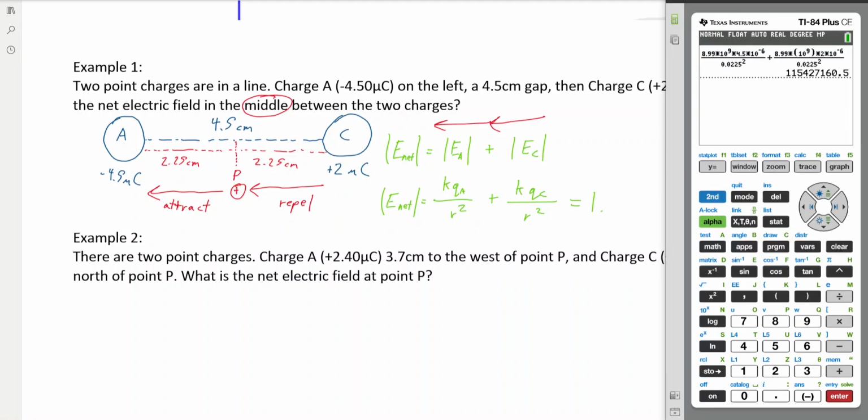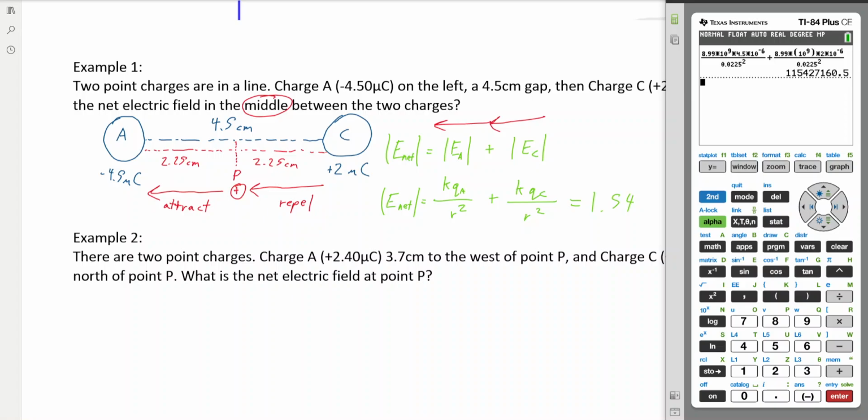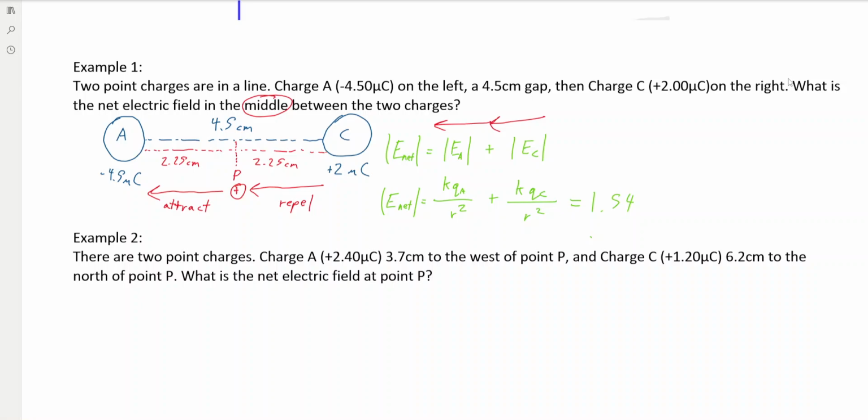I don't know if that's normal-ish, but there's our answer. Times 10 to the 1, 2, 3, 4, 5, 6, 7, 8. Times 10 to the 8. This is newtons per coulomb. That is our final answer, although we should say that it's pointing to the left. And that's our final answer. Oh, and sig digs. 2 sig digs to start, because 4.5 is 2 sig digs. So 1.5 is our final answer.